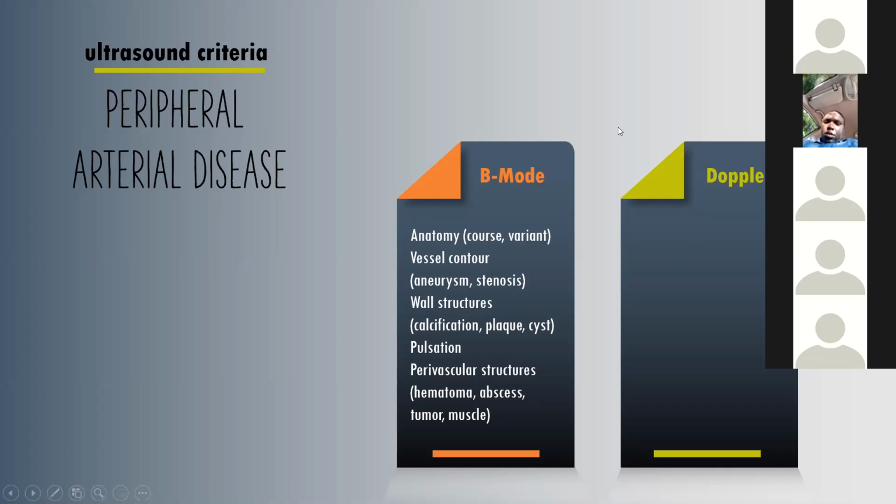Then we will scan with Doppler. So what will be the findings? Demonstration of the blood flow: by placing your color box, you can first confirm whether blood flow is present or not. Then flow direction, and as I told you earlier, you can identify whether the flow direction is normal or abnormal. Flow pattern: laminar blood flow or turbulent flow.